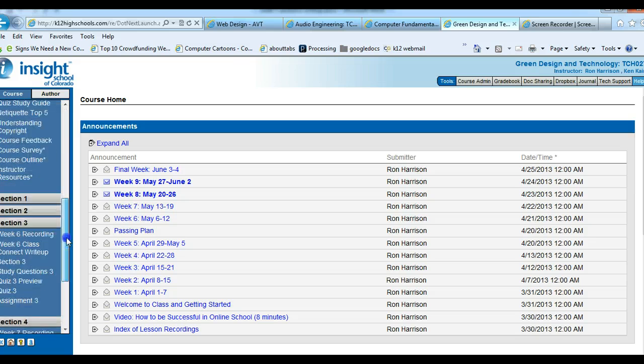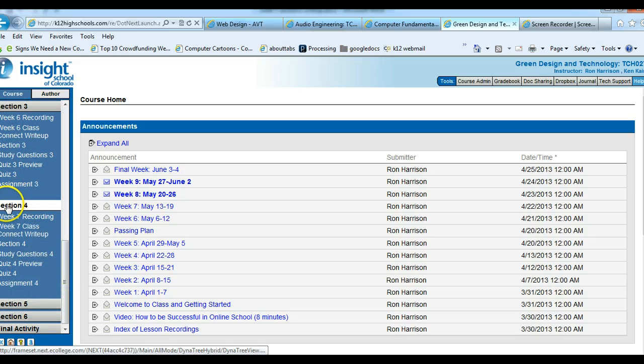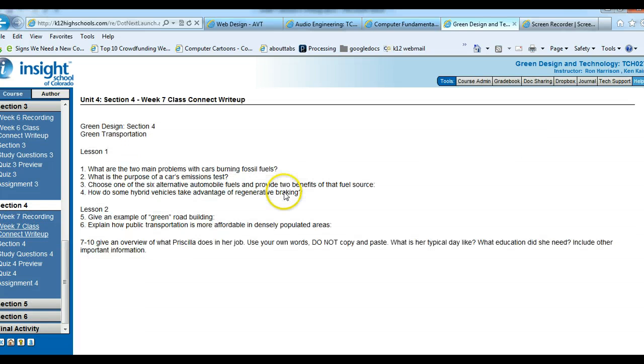So let's go ahead and jump right into this. We're in section 4, which is week 7. Let's look at the Class Connect write-up first. For lesson 1, what are the questions? What are the 2 main problems with cars burning fossil fuel? What is the purpose of an emissions test? Choose one of the 6 alternative fuels, provide 2 benefits of that fuel source. And how do hybrid vehicles take advantage of regenerative braking? That's all in lesson 1.